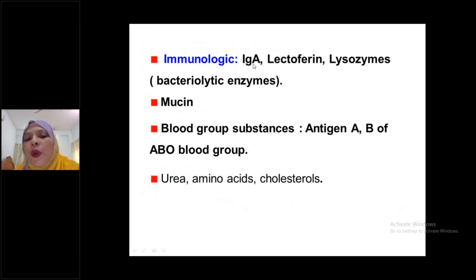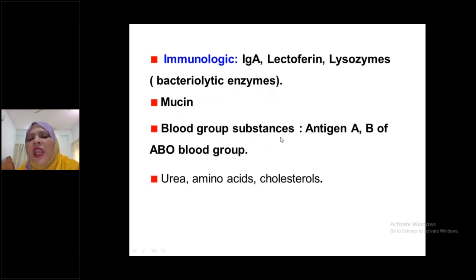Immunoglobulin A. This is a very important MCQ question. Immunoglobulin A is present in secretion, that is in saliva. Also lactoferrin, lysozymes, which are bacteriolytic enzymes, that is, they kill bacteria. Mucin, blood group substances.